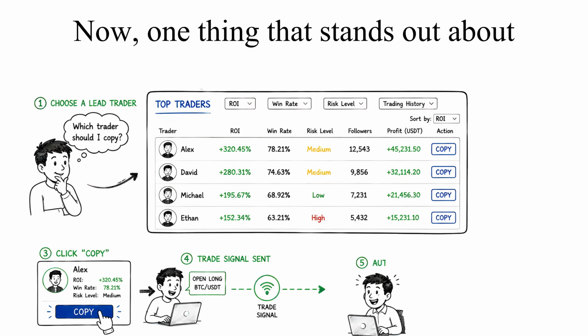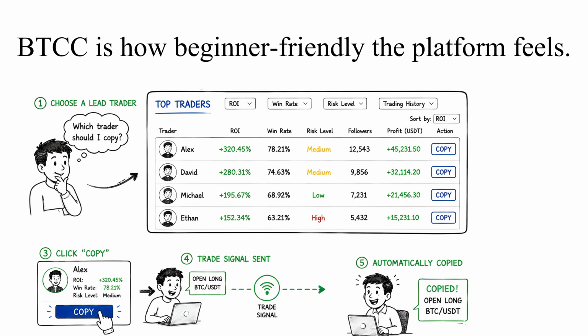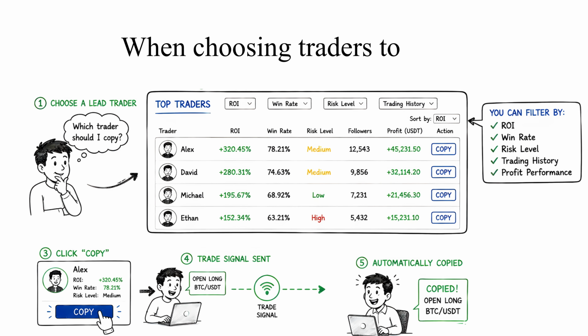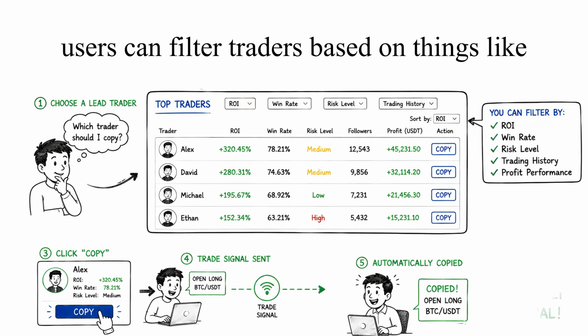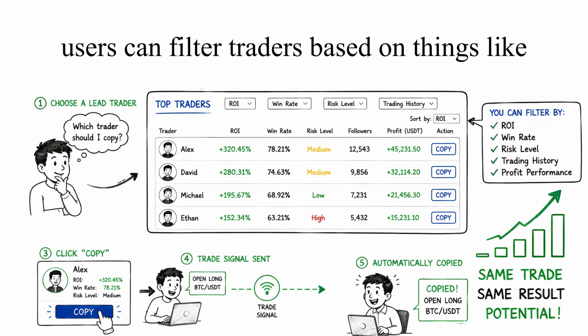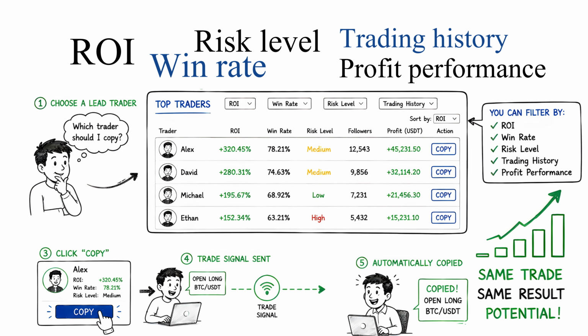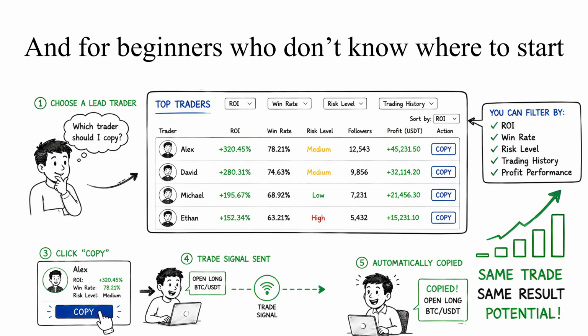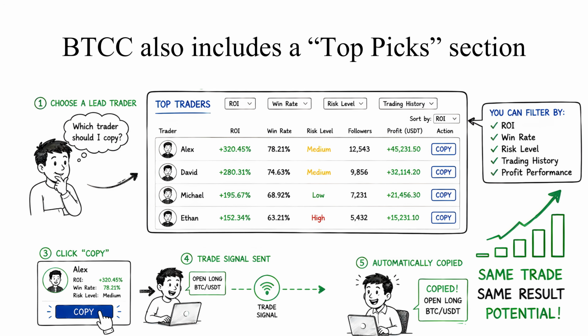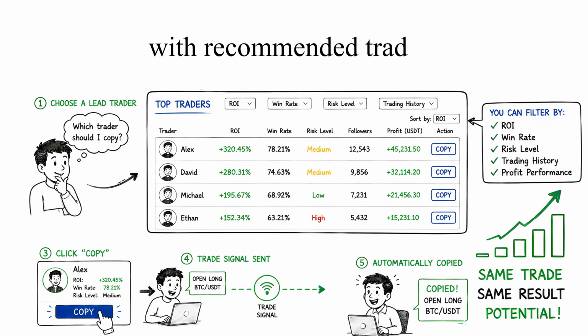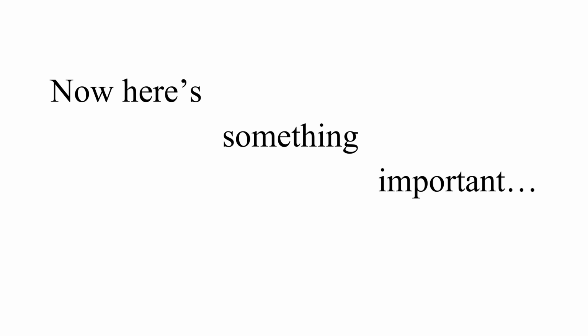Now, one thing that stands out about BTCC is how beginner-friendly the platform feels. When choosing traders to copy, users can filter traders based on things like ROI, win rate, risk level, trading history, profit performance. And for beginners who don't know where to start, BTCC also includes a top picks section with recommended traders.